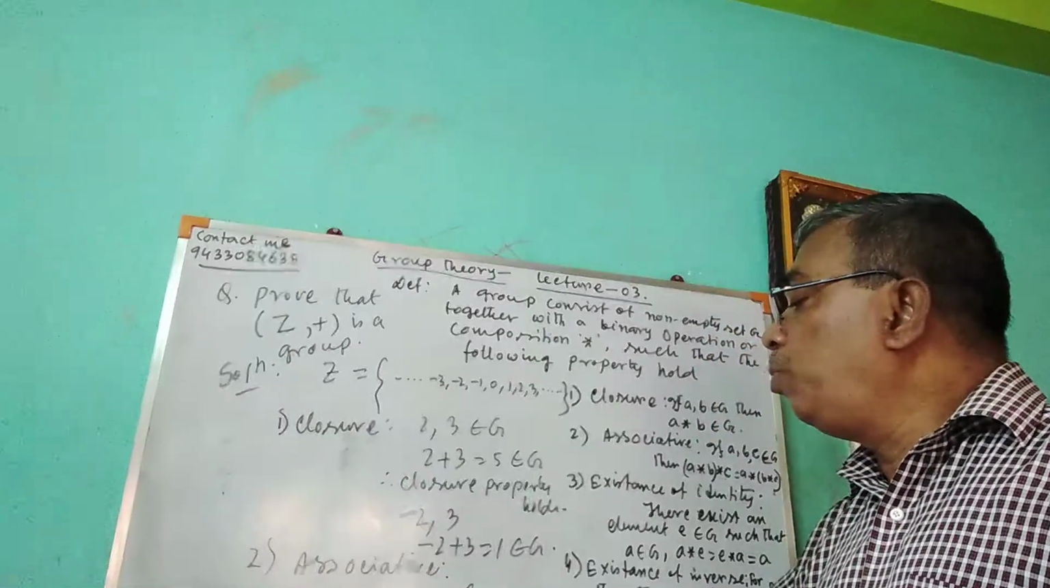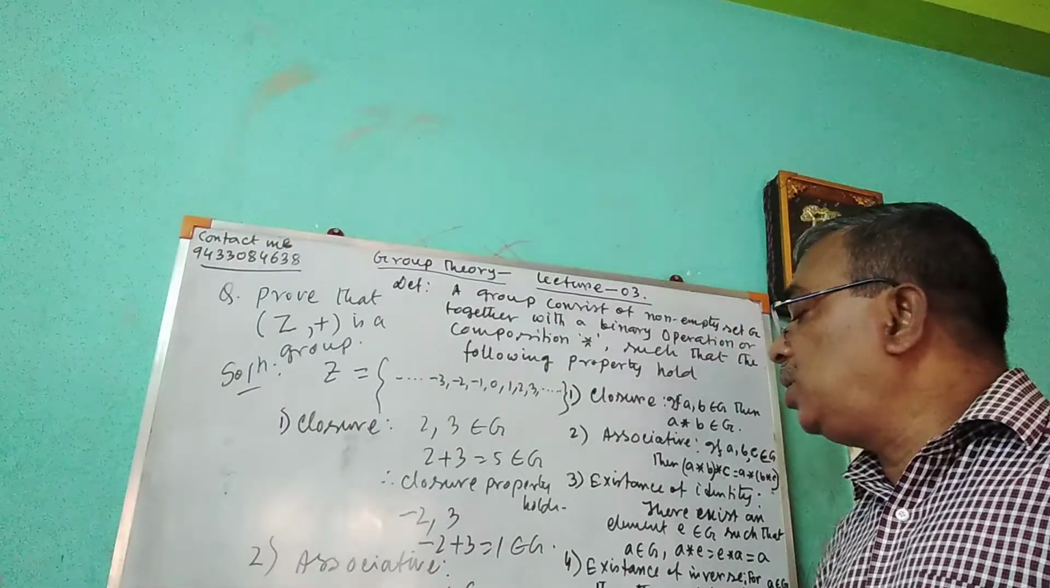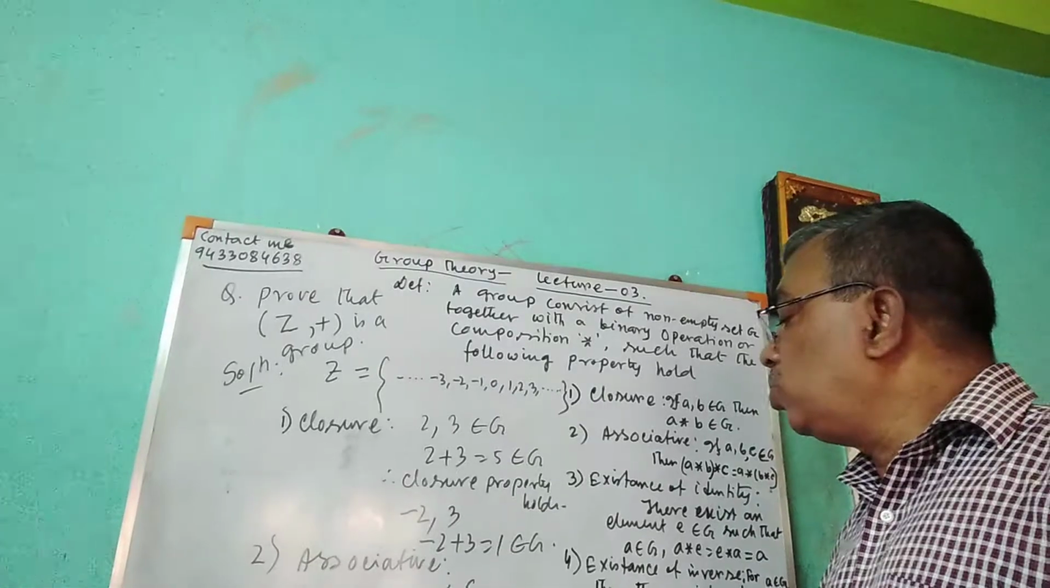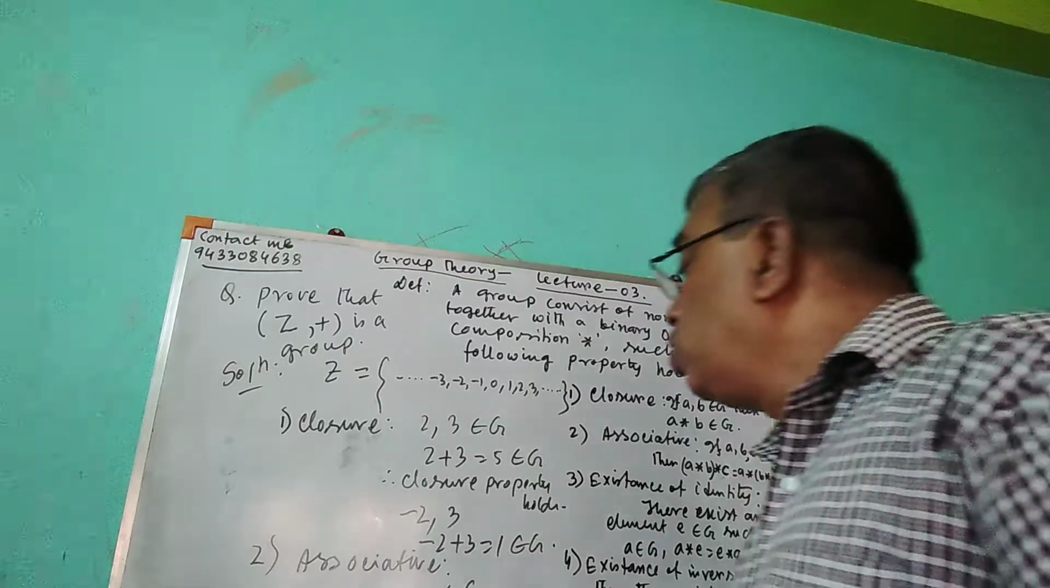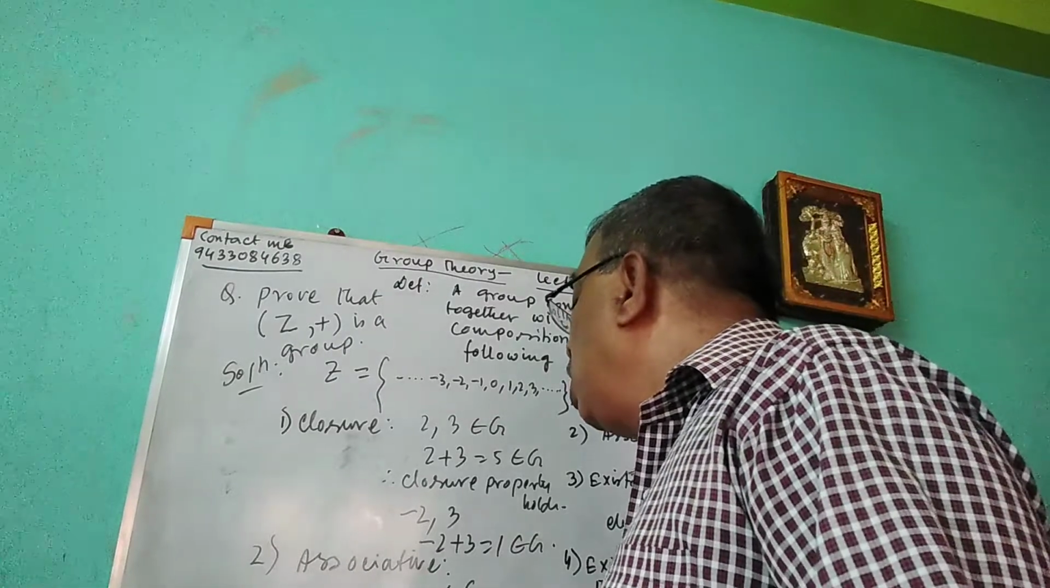Yes, 1 + 2 is 3, 3 + 3 is 6. And 2 + 3 is 5, 1 + 5 is 6. So this holds. That means the associative property holds. So this is equal to this, therefore associative.